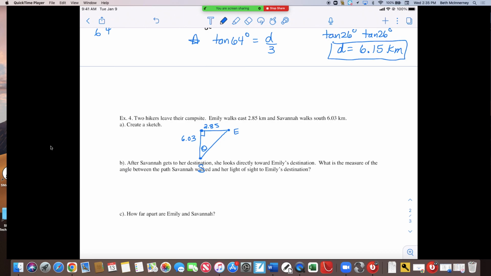All right, what is the measure of the angle between the path Savannah walked and her sight, theta? So let's look at the picture a moment, and what trig function would I use? Tangent, because I have opposite of theta and the adjacent. So I'm going to write tangent theta equals 2.85 over 6.03.